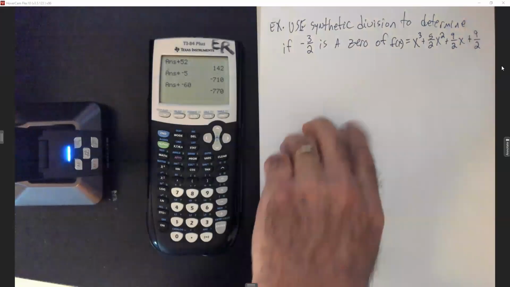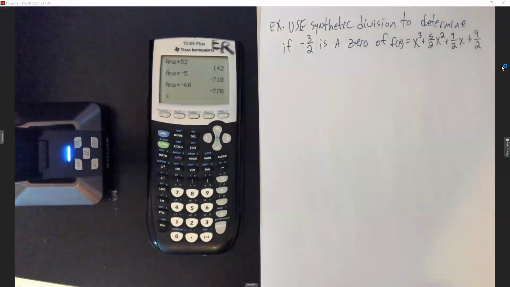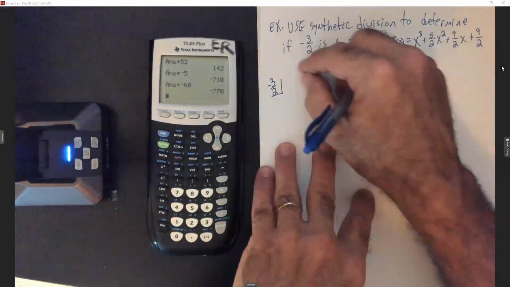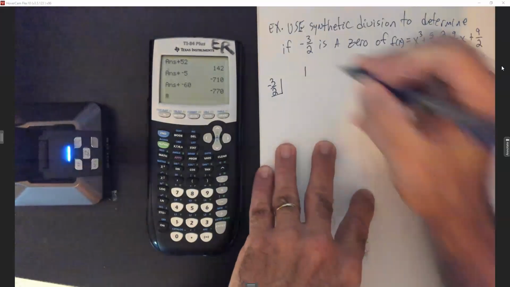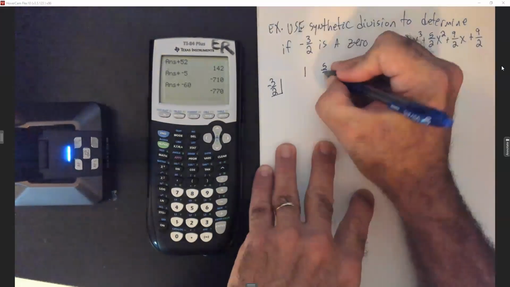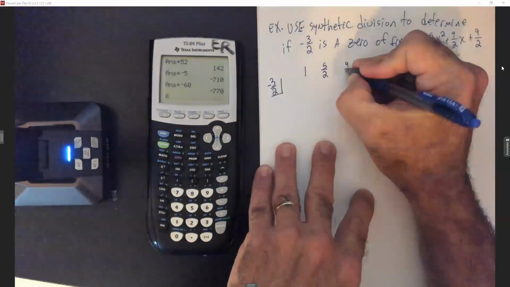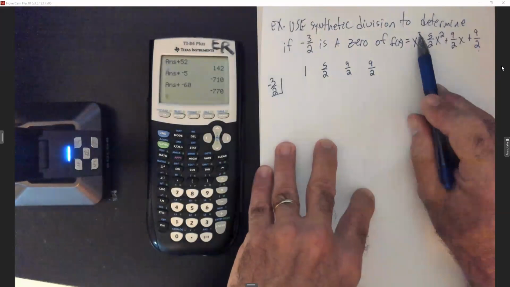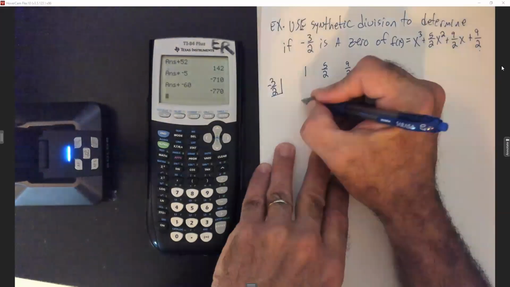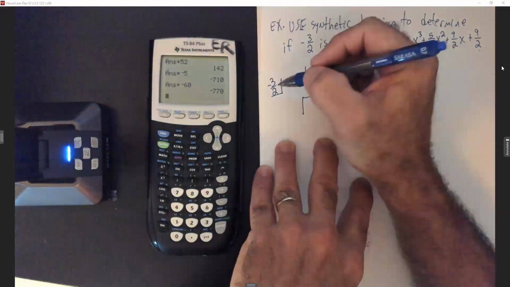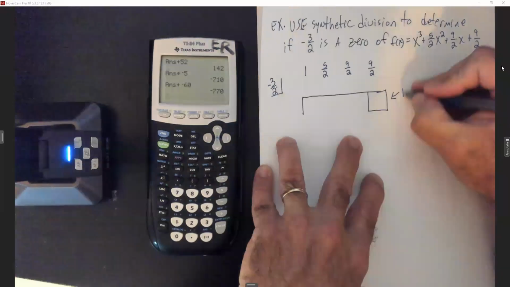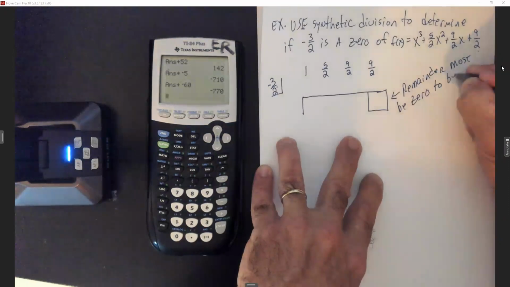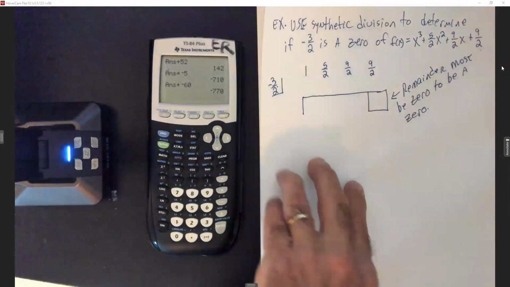So I wanted to do one with y'all with a lot of fractions in it, okay? So we know our c over here is going to be negative 3/2. We're going to write our coefficients: 1, 5/2, 9/2, and then 9/2. So I needed 4 numbers because 3 plus 1 gave me 4. And then I'm going to write my little box. Now, if negative 3/2 is a 0, then the remainder must be 0 to be a 0. Well, that sounds funny. Remainder must be 0 to be a 0, okay?